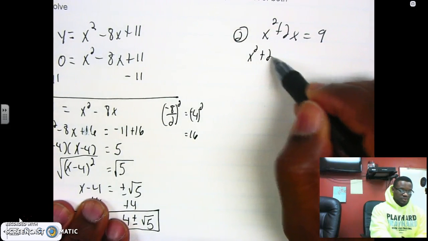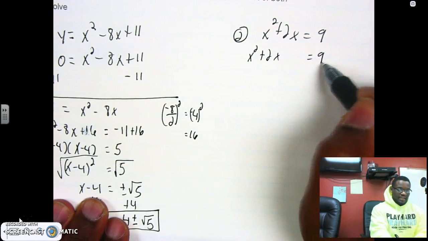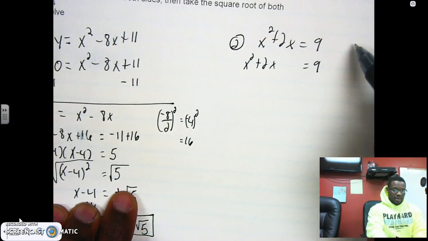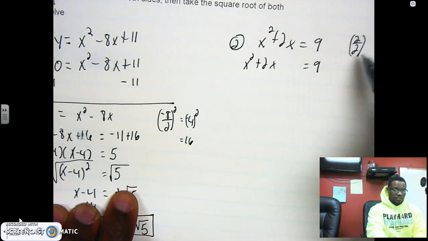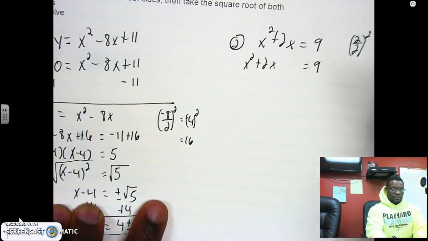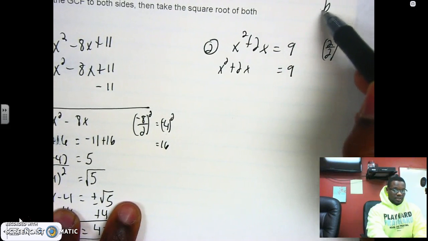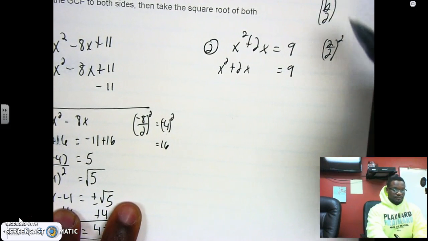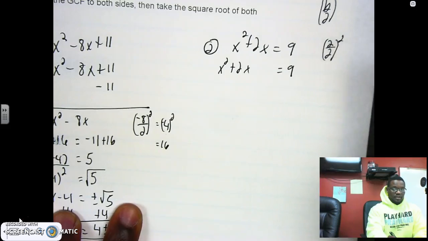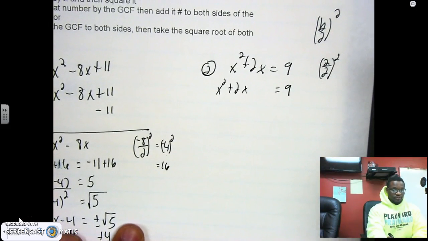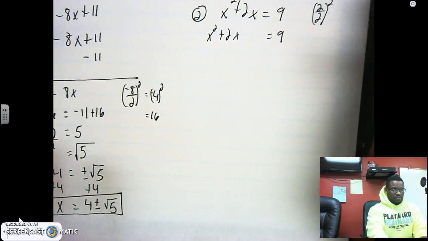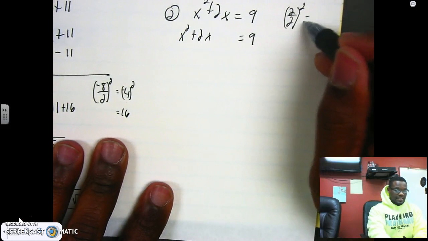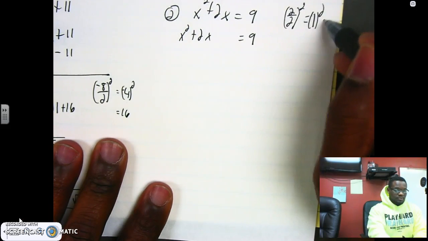x squared plus 2x equals 9. So I'm going to go off to the side of my paper and do 2 divided by 2. It's always divided by 2. Whatever b is, it's b over 2 squared, okay? That's a formula you might want to remember, b over 2 squared. That's an important little formula, and it's what I described up there in the notes. That equals 1 squared, which equals 1.